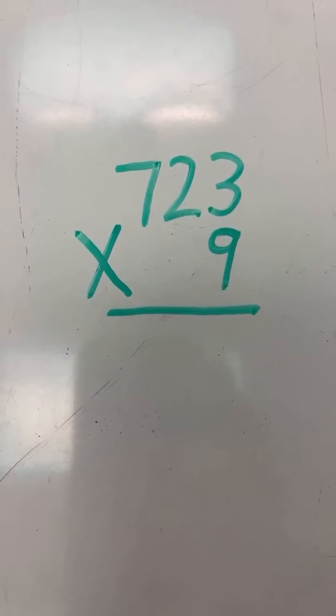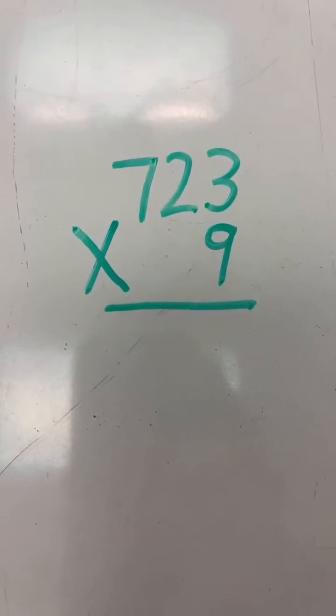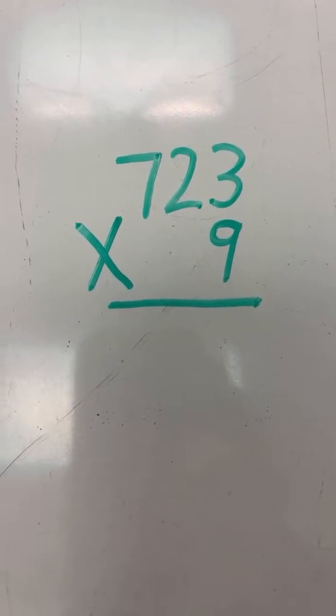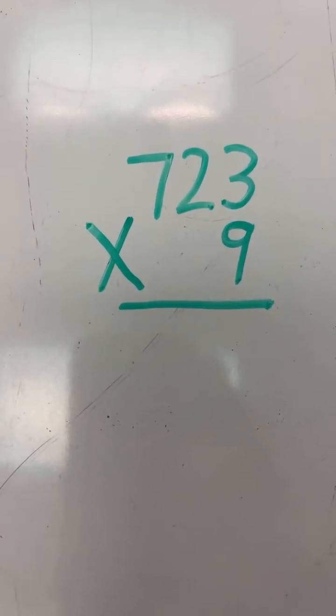So this video is going to be a review of 3-digit by 1-digit multiplication. 723 times 9 is my first example problem, and I'm going to go through step by step how to solve that problem.